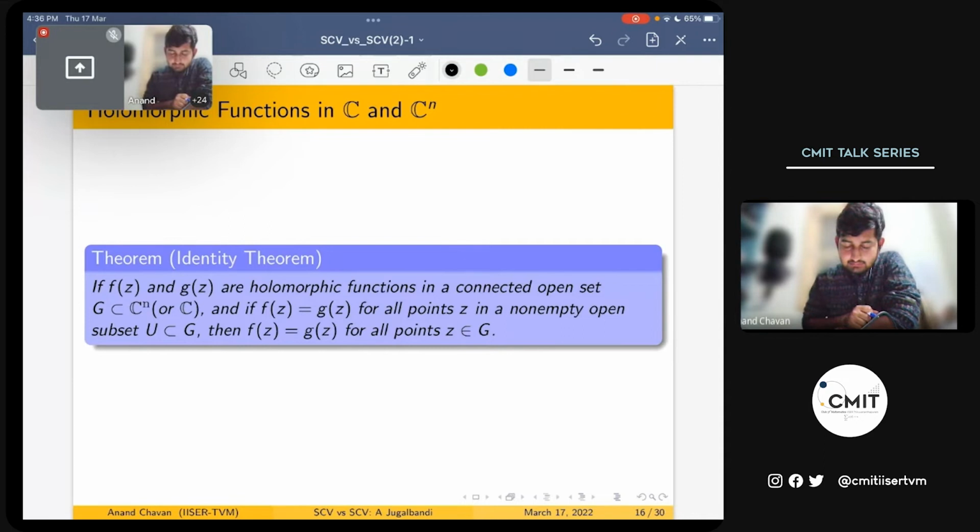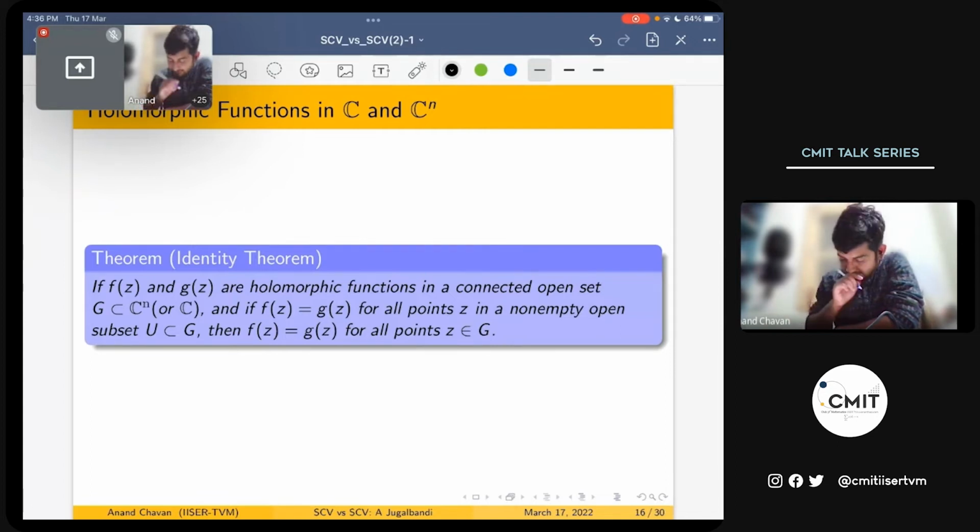Now, one of the famous results in a single complex variable is, say you have two holomorphic functions in a connected open set G. Now these results are true for both, so I am just mentioning the single case in a bracket and the multivariable case as it is. So let me formally state what the identity theorem is. If f and g are holomorphic functions in an open connected set G, and f equals g for all points z in a non-empty open subset U of G, then f and g will be equal at all points in G.